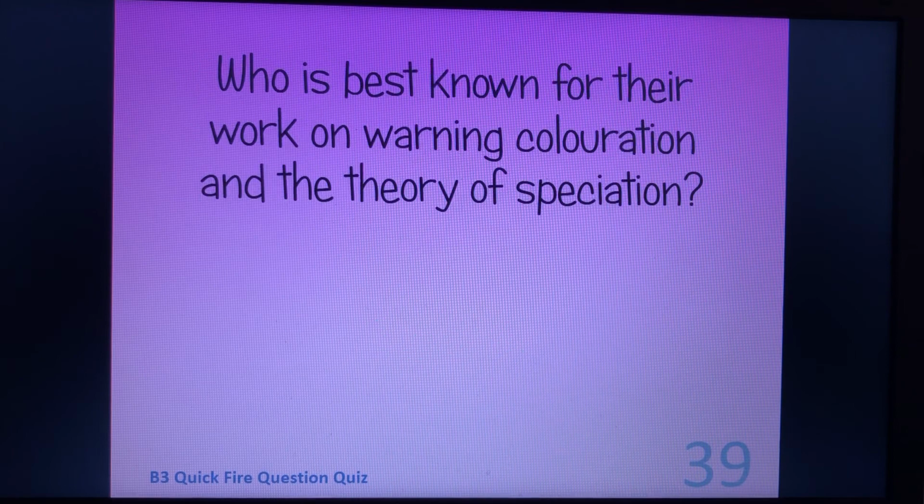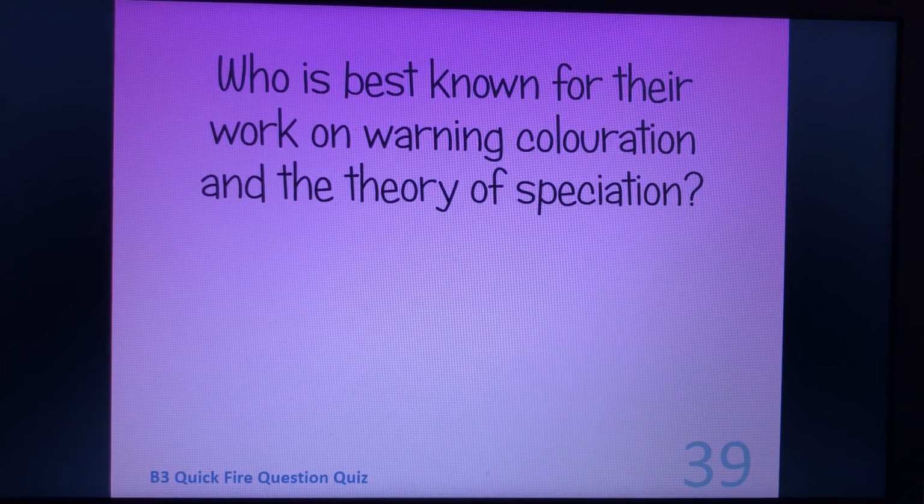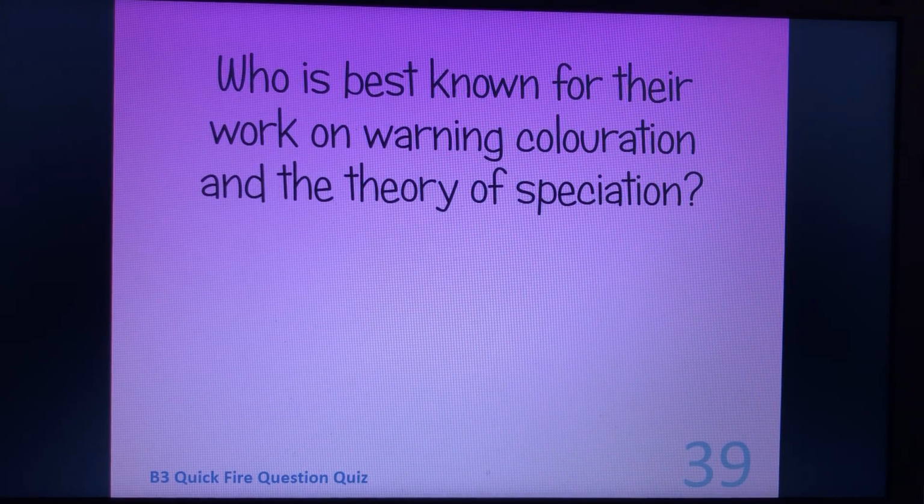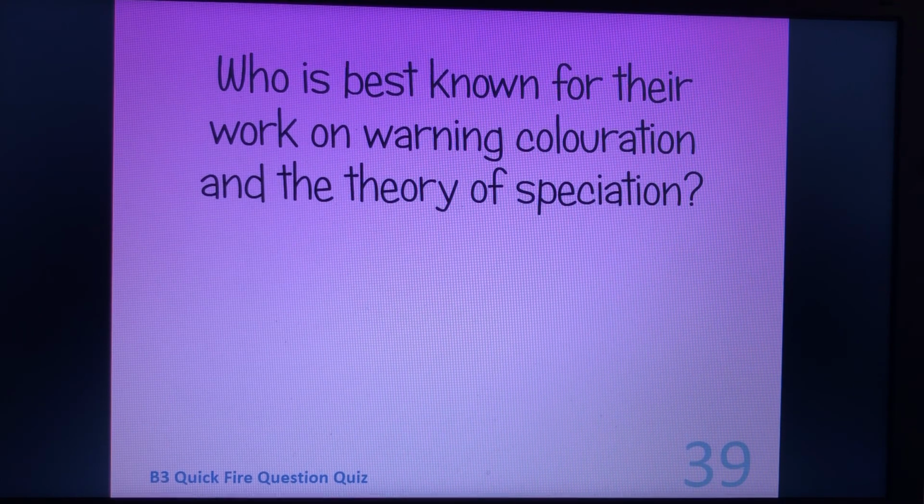2 questions left. Question 39. Who is best known for their work on warning colouration and the theory of speciation? Who developed that idea, the theory of speciation? This person worked with Darwin on his Origin of the Species book, but he was best known for his theory of speciation. And the answer is Wallace.